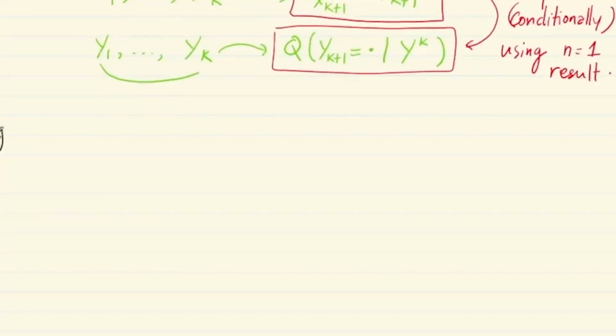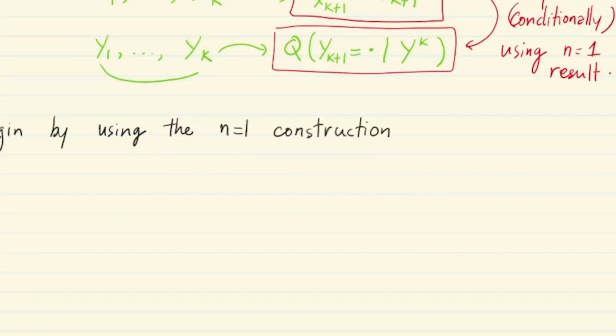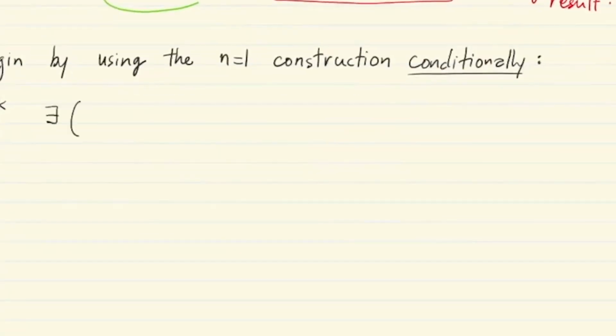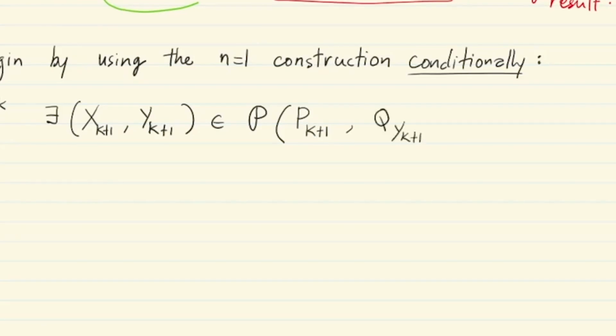what we do is we begin by using the n equal to 1 construction conditionally on basically the previous k, the realization of the y's. So this just means for all realizations y1 through yk. So what is this construction that is guaranteed to exist? There exists a coupling between xk plus 1 and yk plus 1 that couples the distribution pxk plus 1 with the conditional distribution of yk plus 1 given the first k y's are equal to small y 1 through k.